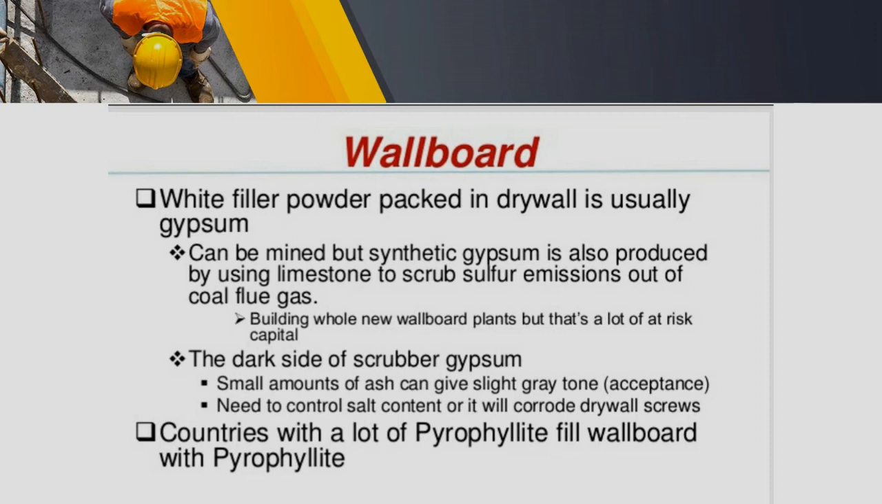Wallboard. Wallboard is white filler powder packed in drywall, usually gypsum. Can be mined but synthetic gypsum is also produced by using limestone to scrub sulfur emission out of coal flue gas. Building a whole new wallboard plants but that's a lot of risk at capital.